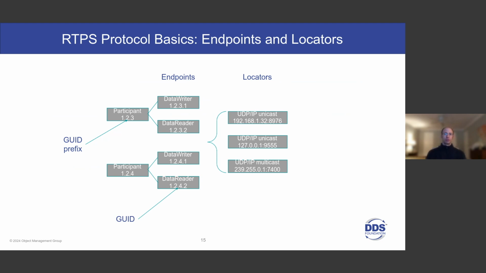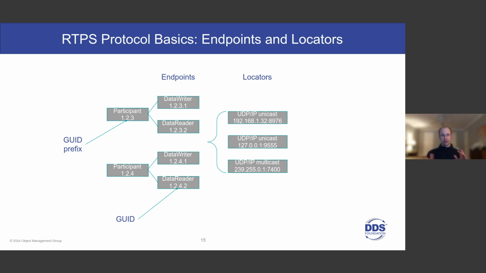So to organize all of this in a perhaps more graphical fashion, we can imagine we have 2 participants. I've tersely labeled their GUID prefixes 1.2.3 and 1.2.4. There are more bytes than that, but for illustrative purposes, I've used small numbers here. If that participant has a data writer and a data reader, it's going to have a full GUID consisting of that prefix 1.2.3, but then an entity ID 1 and 2 in this case.